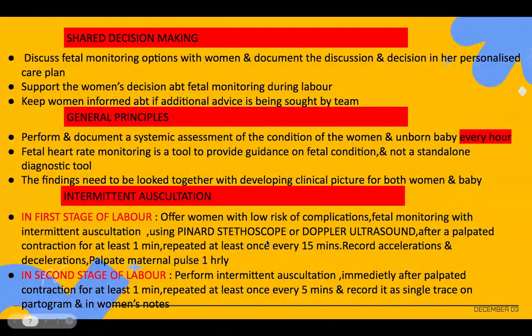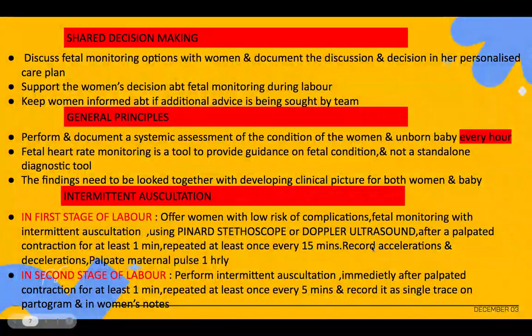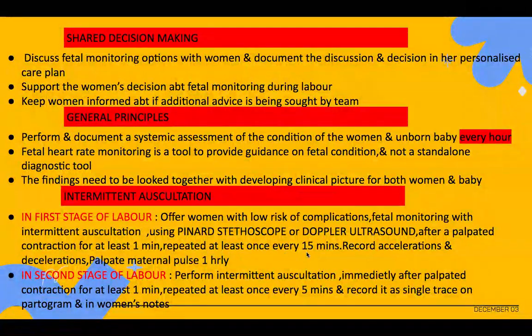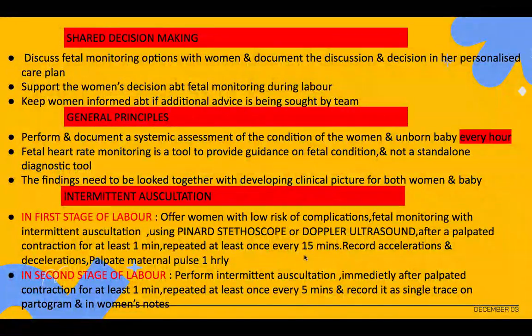And when you do the intermittent monitoring, after a palpated contraction, for at least 1 minute. It means when the contraction is over, then your minute will start. After the contraction ends, this 1 minute will start, and you will repeat it every 15 minutes. The first stage of labor lasts until 10 centimeters, so when the dilatation is up to 10 centimeters, you have to do it every 15 minutes. After full dilatation, you will do the monitoring every 5 minutes. In the second stage, every 5 minutes, and in the first stage, every 15 minutes, right?